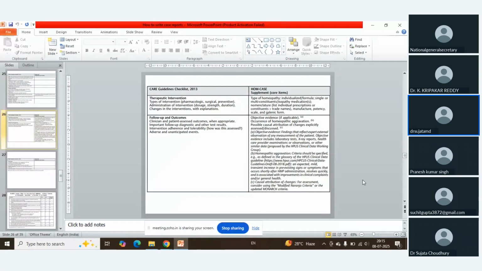So in follow-up or outcome, we look at the objective evidence and occurrence of the homeopathic aggravation, and whether there is any possible causal attribution of the changes, which is assessed through the Naranjo criteria or modified Naranjo criteria. Through these criteria, we are assessing whether there is a causal attribution between the symptoms or the treatment outcome and the medicinal effect.